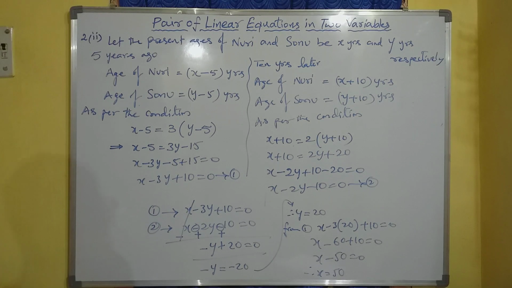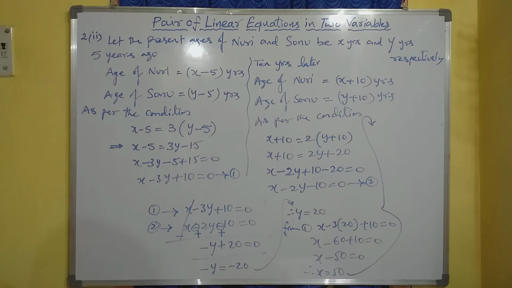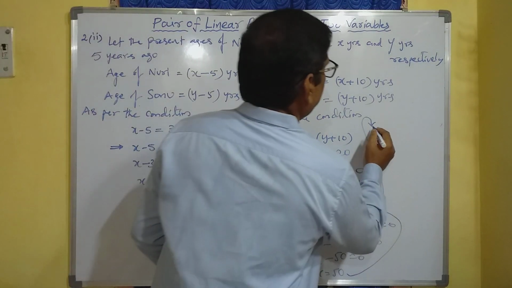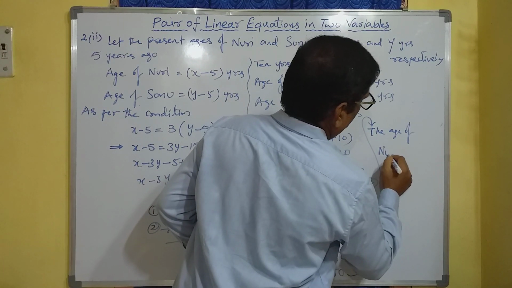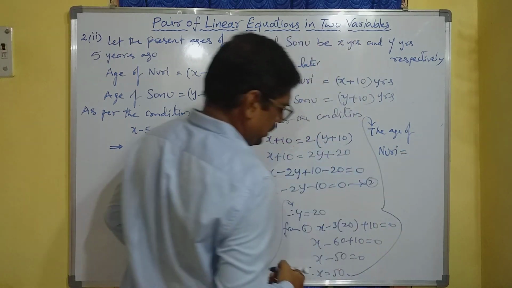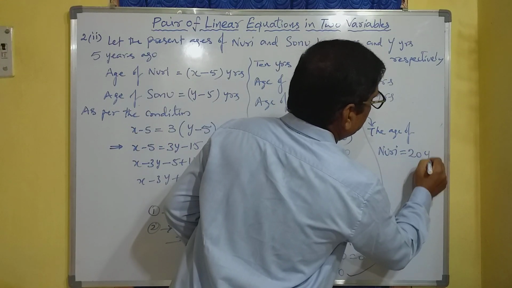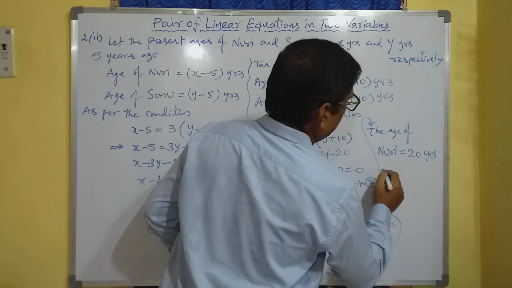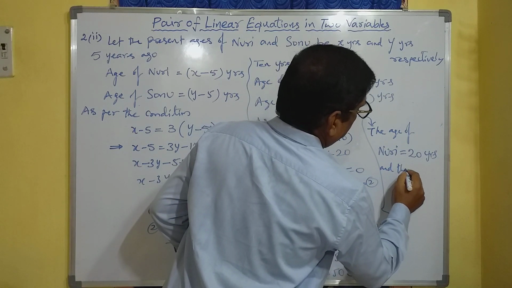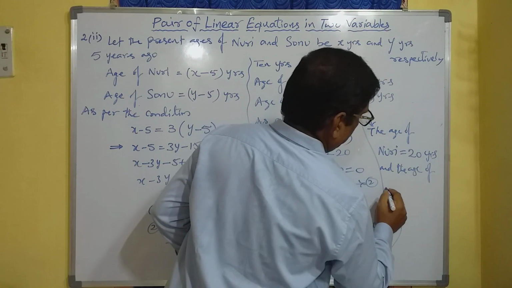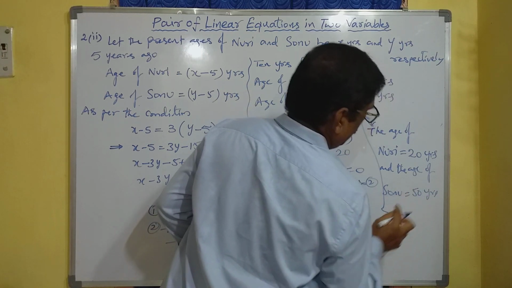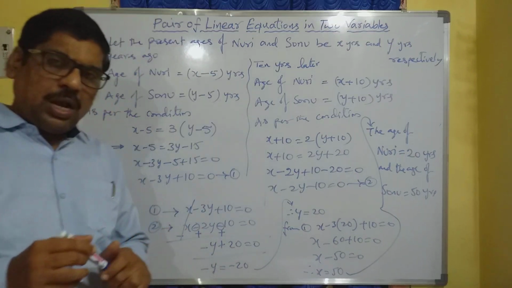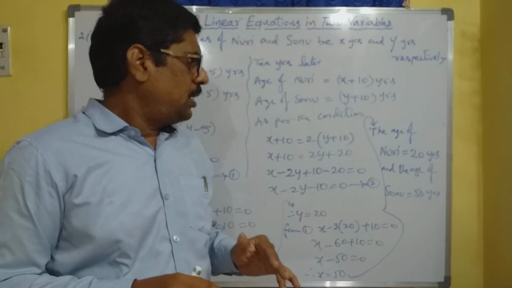Okay, here we got the x value 50 and the y value 20. Therefore, the age of Nuri is 20 years and the age of Sonu is 50 years. Come on, did you understand? Let us continue once again.